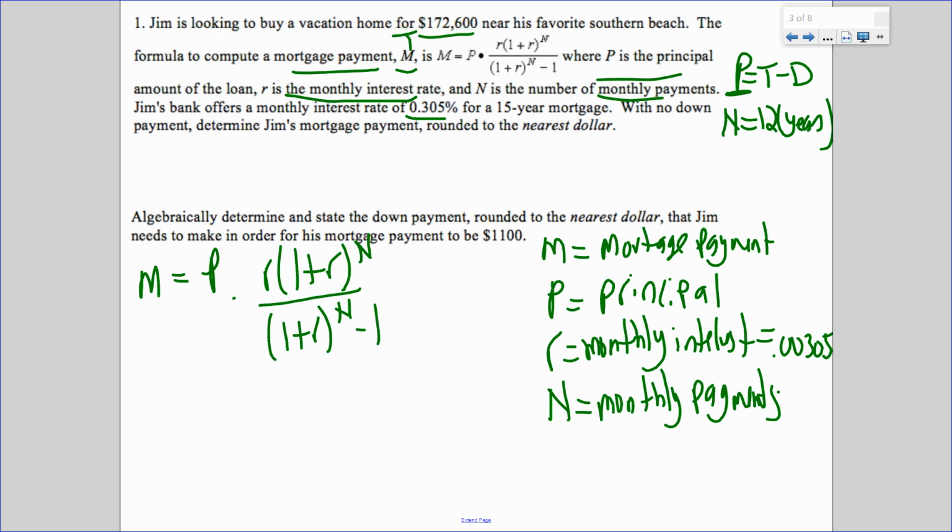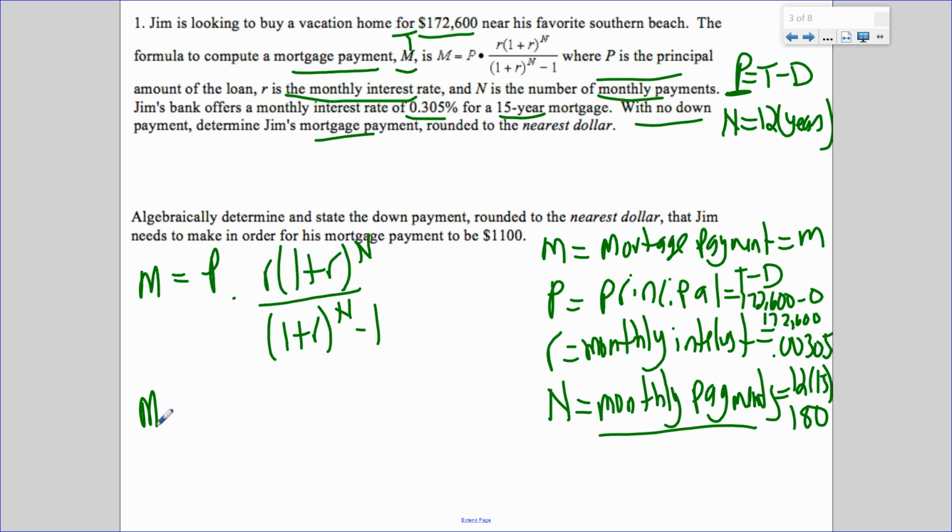15-year mortgage, that's going to be 12 times 15, which is going to be 180. And again, the number of monthly payments is the years times 12. With no down payment, the principal is the total minus the down payment. The total is $172,600 minus the down payment, which is 0. So in this case, the principal is the total, but that's not going to always be the case. And it's asking for the mortgage payment.